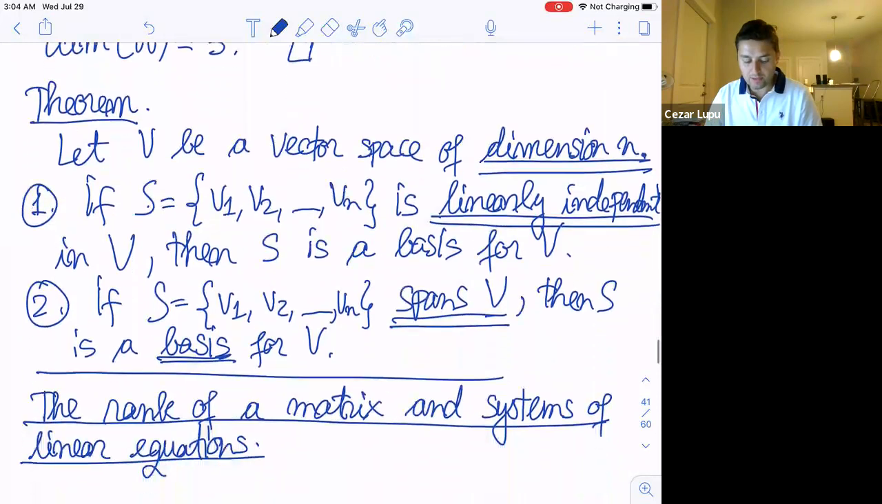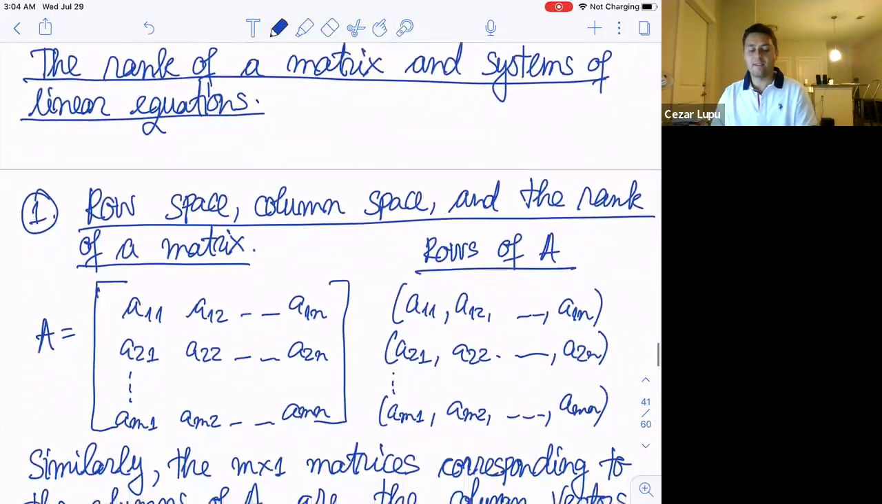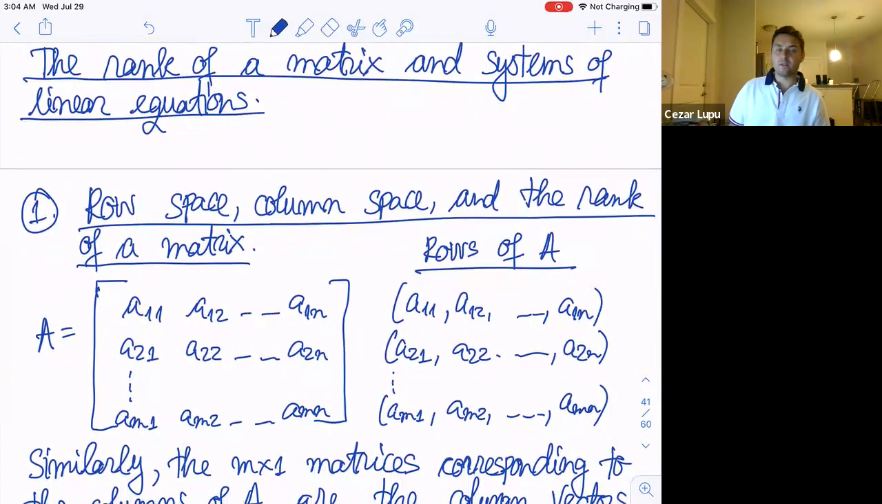And now let's veer towards something else. Let's talk about the rank of the matrix and systems of linear equations. So this will be the second part of our talk. It will be quite consistent.